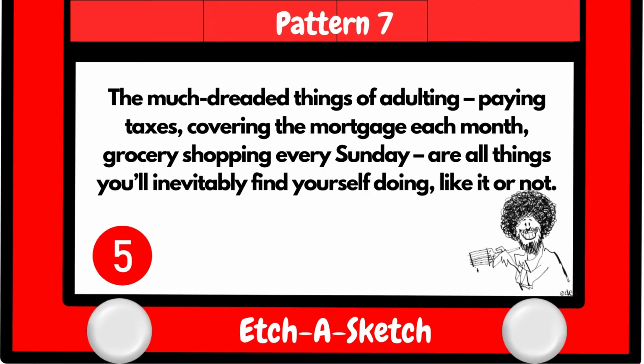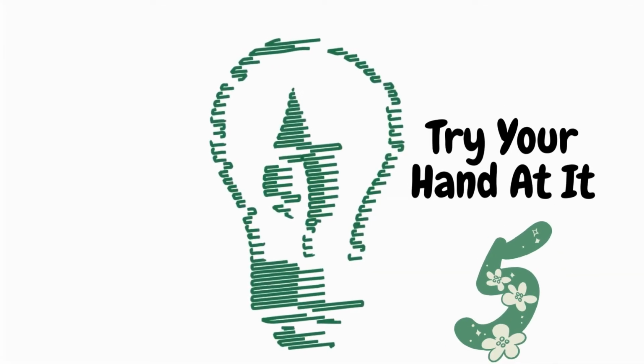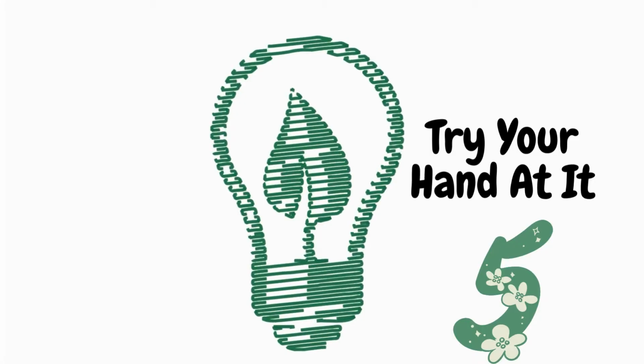Number five, the much dreaded things of adulting, paying taxes, covering the mortgage each month, grocery shopping every Sunday. So you got a trio there. I'm qualifying, double dash, are all things you'll inevitably find yourself doing, like it or not. So you can do patterns within patterns too, which is really cool. And then just follow my lead. Try your hand at it five times.